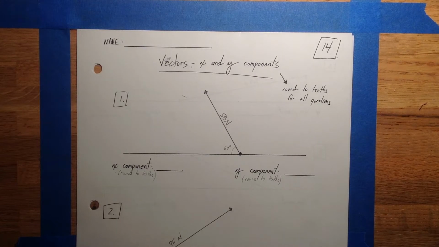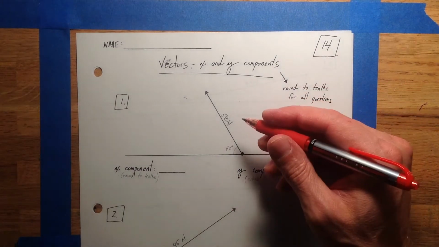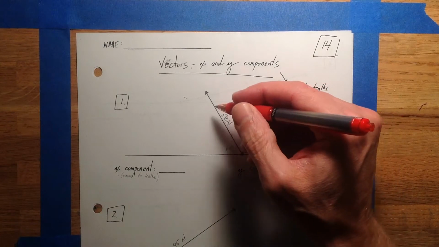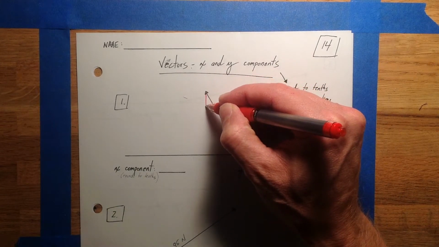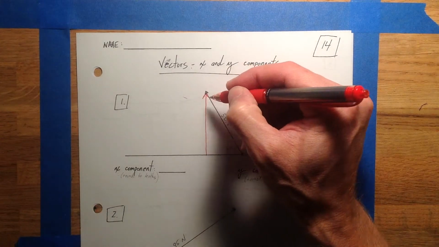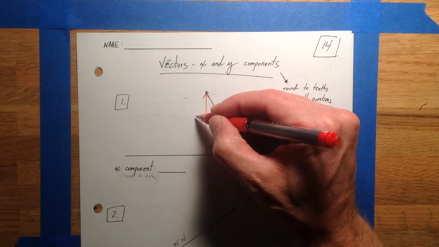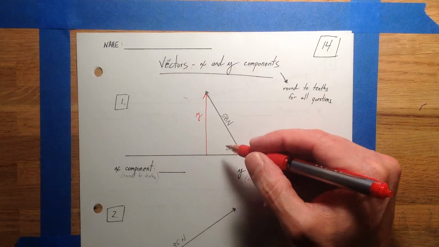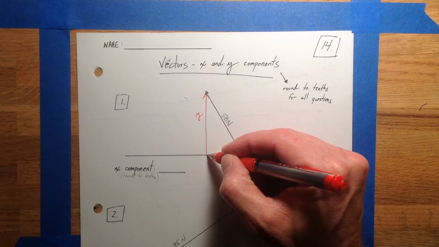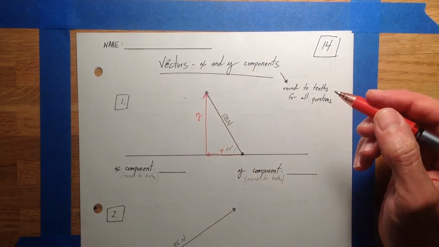Just to remind people of what we did here in class. You want to find the x component and the y component, rounded to the tenths. In this case, this is going to be the hypotenuse. This right here represents the vector in this direction, so this is going to be our y component. And this right here, the vector here, will be the x component.